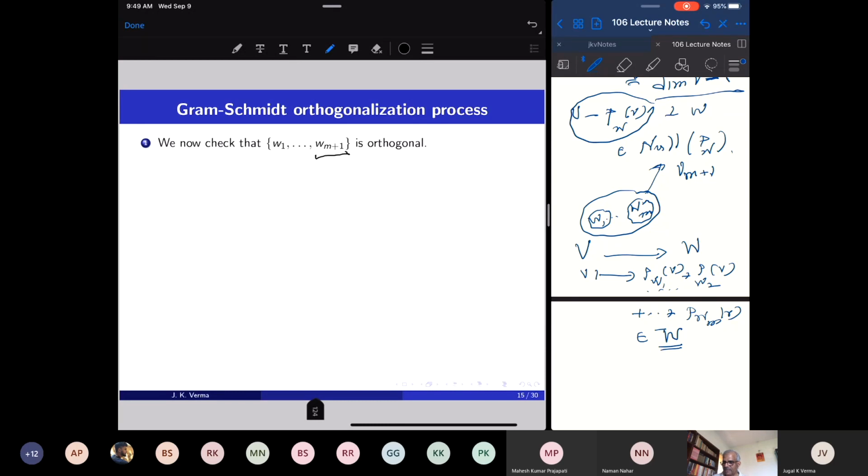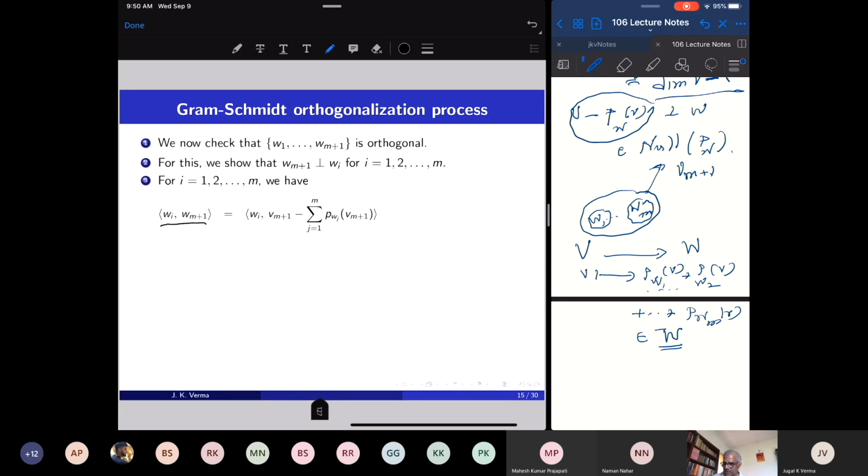Now W1 up to Wm are mutually perpendicular, nothing to check. We have to only show that Wm plus 1 is perpendicular to every Wi. So you take the inner product of Wi with Wm plus 1. We want to show it is equal to 0. The definition of Wm plus 1 is Vm plus 1 minus the sum of the projections of Vm plus 1 in each of the directions W1, W2, up to Wm.